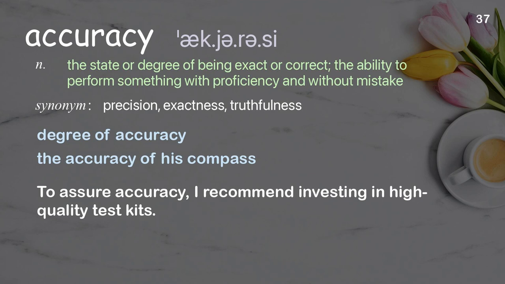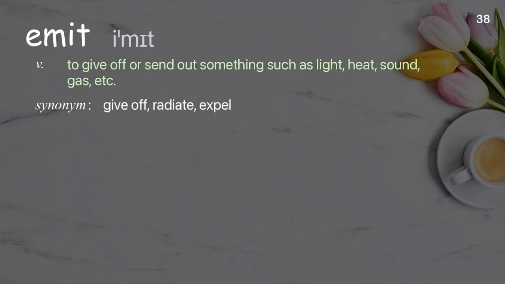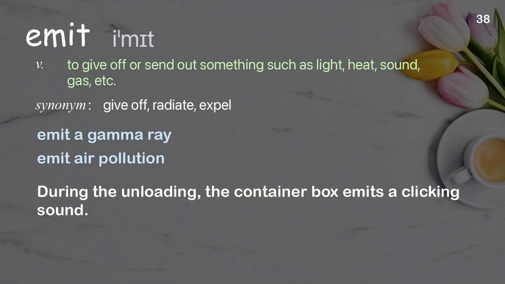Emit. To give off or send out something such as light, heat, sound, gas, etc. Examples: emit a gamma ray, emit air pollution. During the unloading, the container box emits a clicking sound.